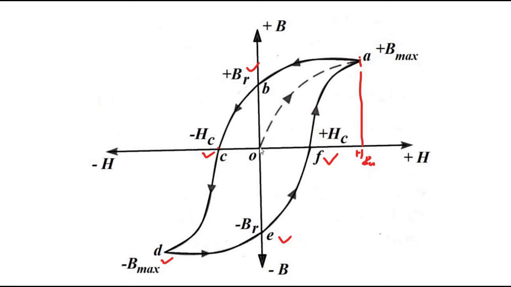So this lagging of the B and H curve, this residual magnetism which it exhibits even though the coercive force or the magnetic force is 0, that is called the hysteresis curve, or the phenomenon of hysteresis.